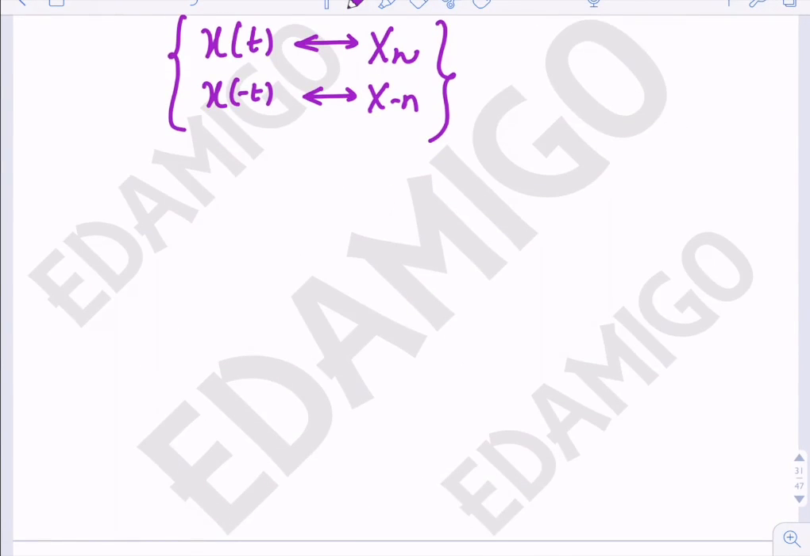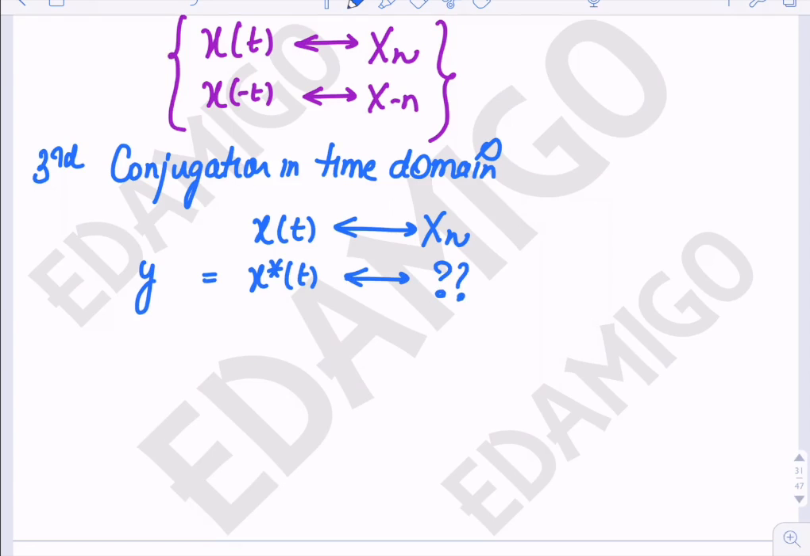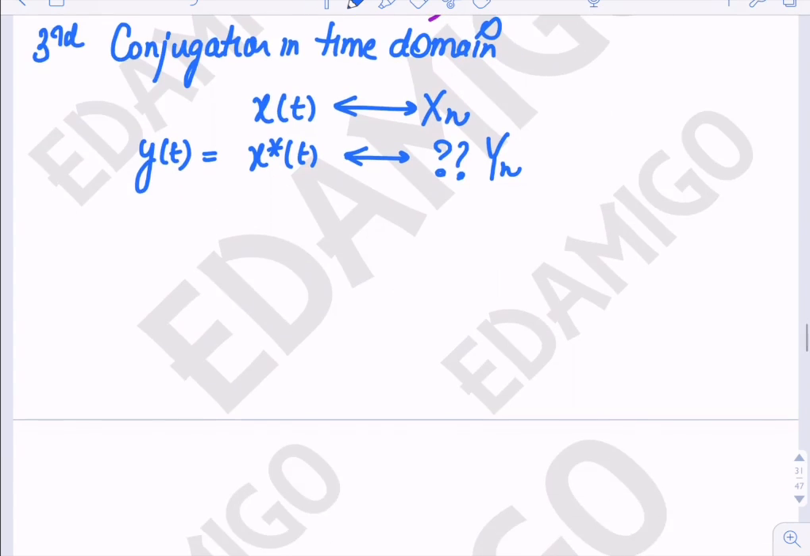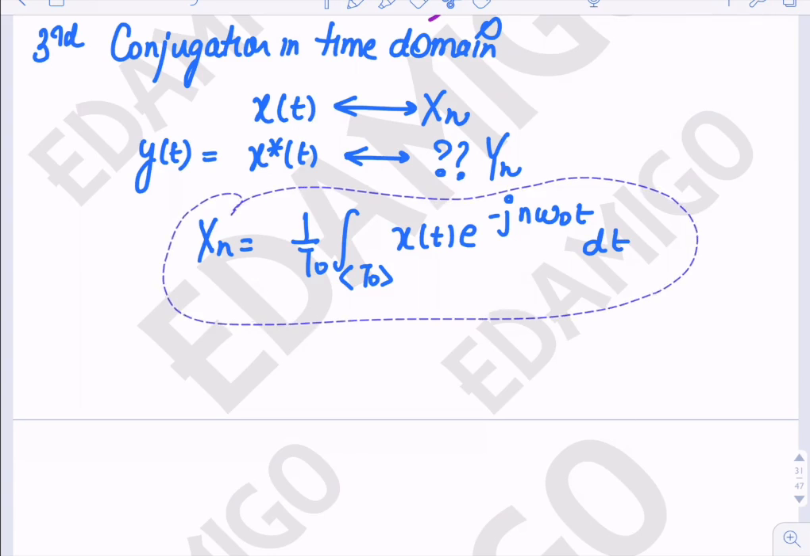Okay, now let me prove one more property, the third property, that is conjugation in time domain. That is, if xt has the exponential Fourier series coefficient xn, then x conjugate t will have exponential Fourier series coefficients? So let us say yt is equal to x conjugate t and the exponential Fourier series coefficients are yn. So we know the formula, that is xn is equal to 1 upon time period integration over time period xt e to power minus j n omega naught t dt. So this is the formula of xn.